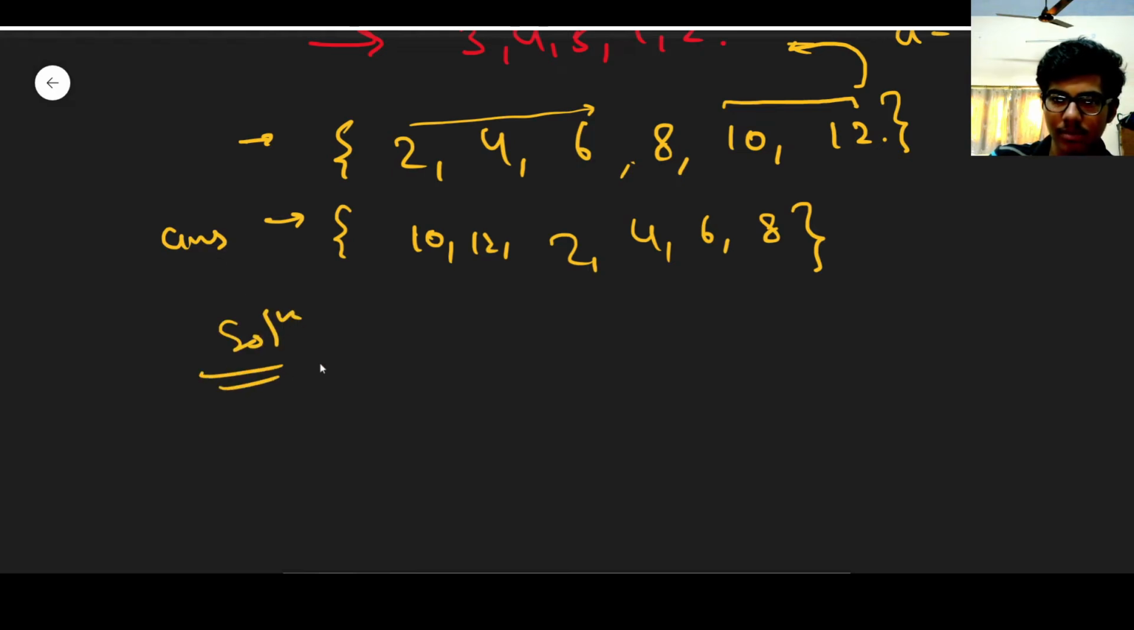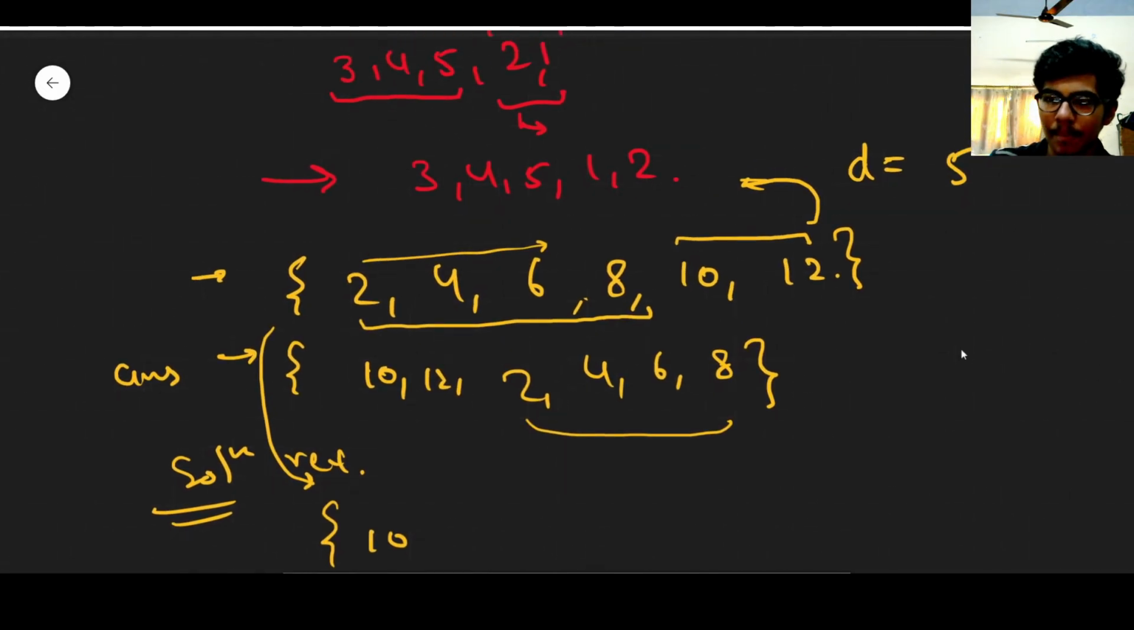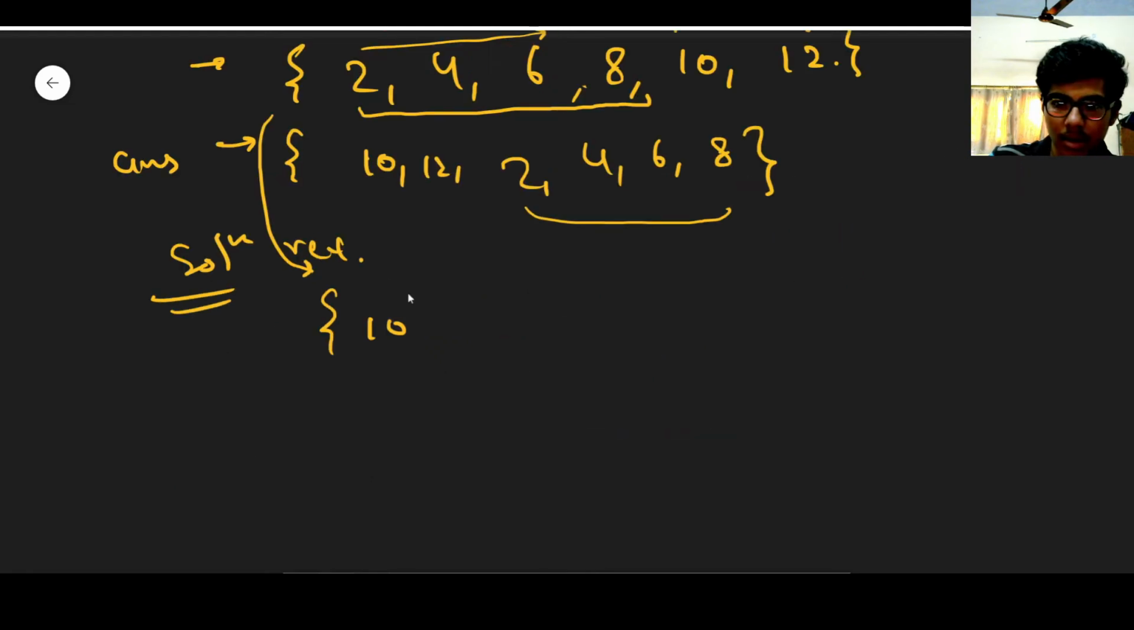So I know that these elements would come at last. So what I will do is reverse this array. Sorry, the d is 4 over here. So reversing makes it 12, 10, and then 8, 6, 4, 2.